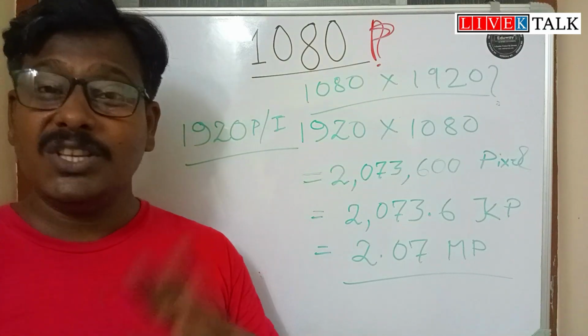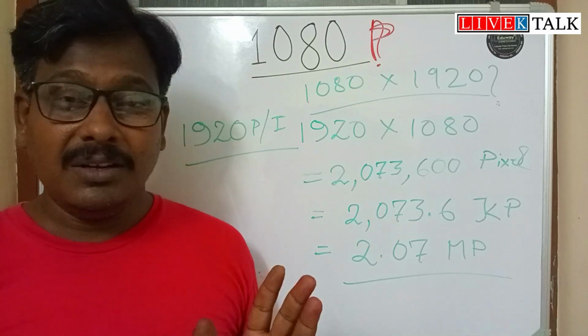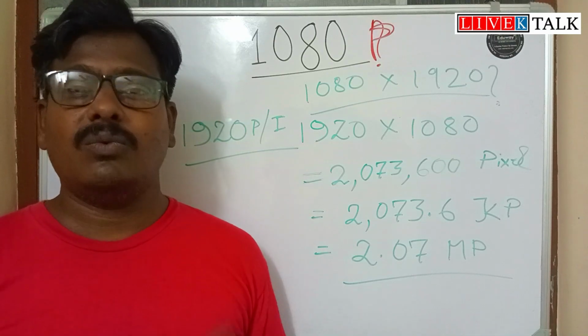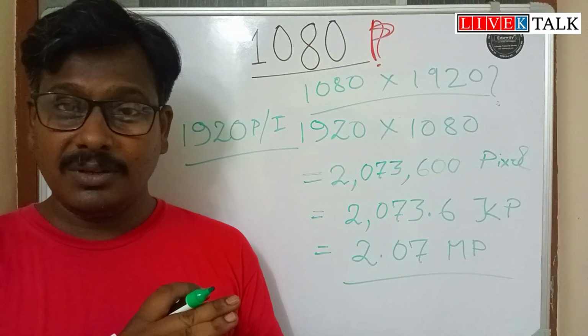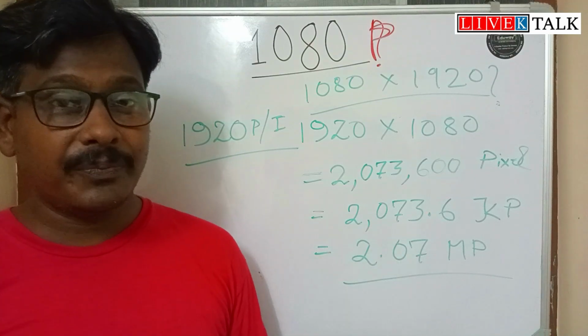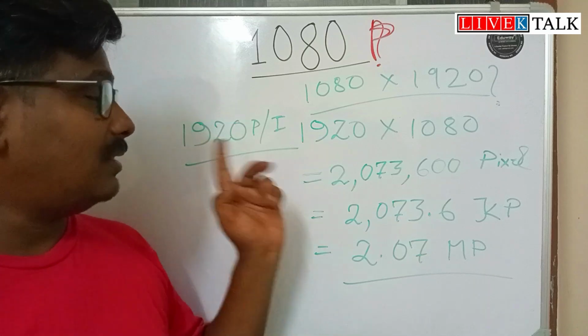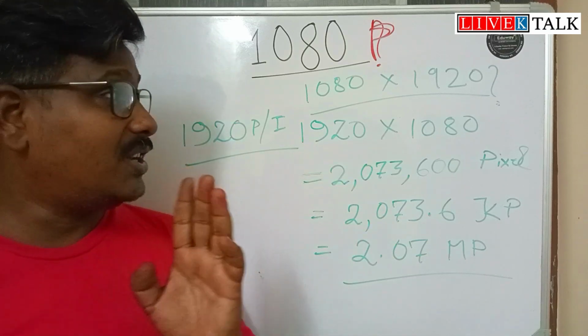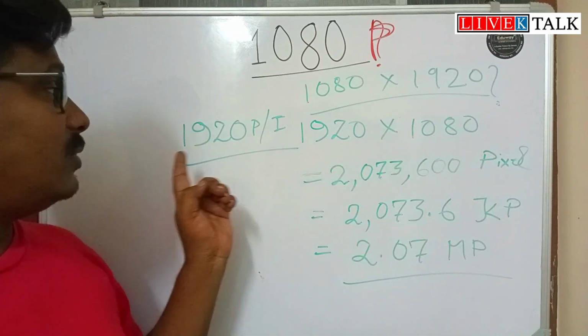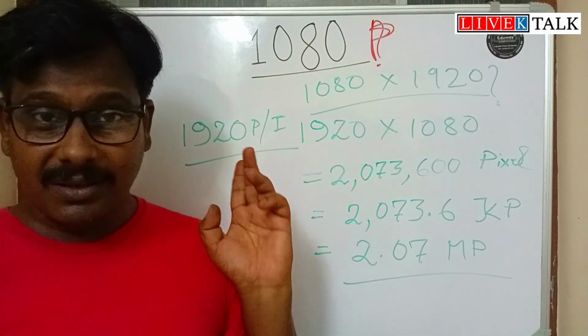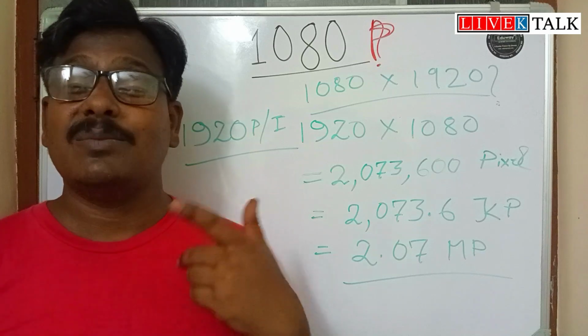But from this video, I think you have learned what is vertical resolution, what is horizontal resolution, how pixels are formed, and what is the resolution of a full HD video signal. And the two pending questions, can we write 1080 into 1920 or can we write 1920p or i, I will answer in my next video.